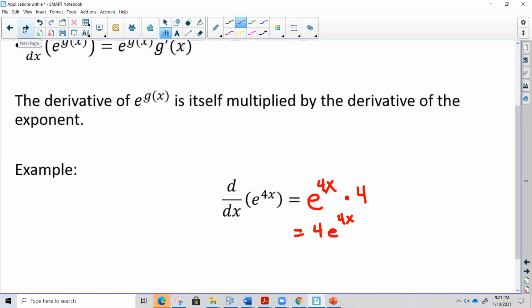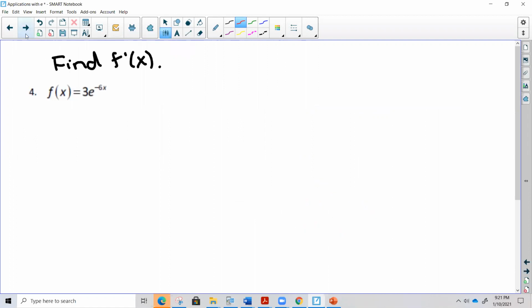So we're going to look at a few more examples. This one is from the packet. It says find f prime of x. f of x equals 3e to the negative 6x. Okay, I'm finding the derivative. Anytime I find the derivative, I use the notation where I put the apostrophe on that function. So the 3 is a constant in front. I'm going to leave that there.